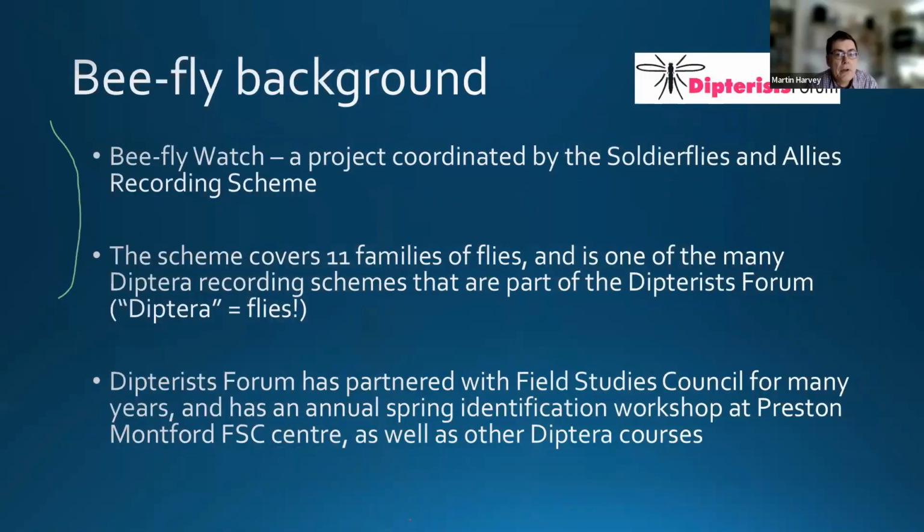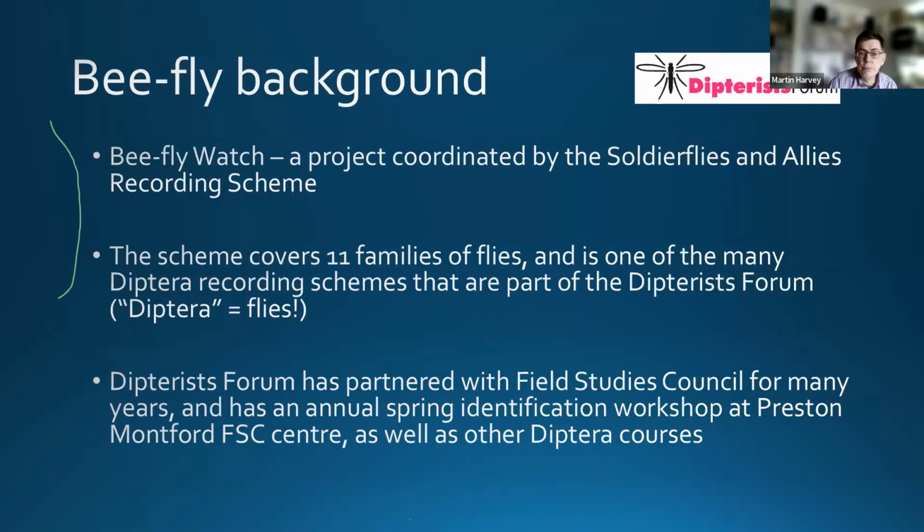Just to start off with a little bit of background, part of what we'll talk about in the last section of the talk is the Bee Fly Watch project, which is something we've been doing for a few years now, and that comes under the banner of the Soldierflies and Allies recording scheme. And as Dan mentioned, we'll be talking more about the scheme as a whole later in the year. The scheme covers 11 different families of flies, one of which is the bee fly family. And it's one of a large number of Diptera recording schemes that are part of Dipterists Forum. Diptera is the name for the order of insects that is the flies, the true flies. So Dipterists Forum is the organisation that coordinates a lot of the recording and conservation activity around flies.